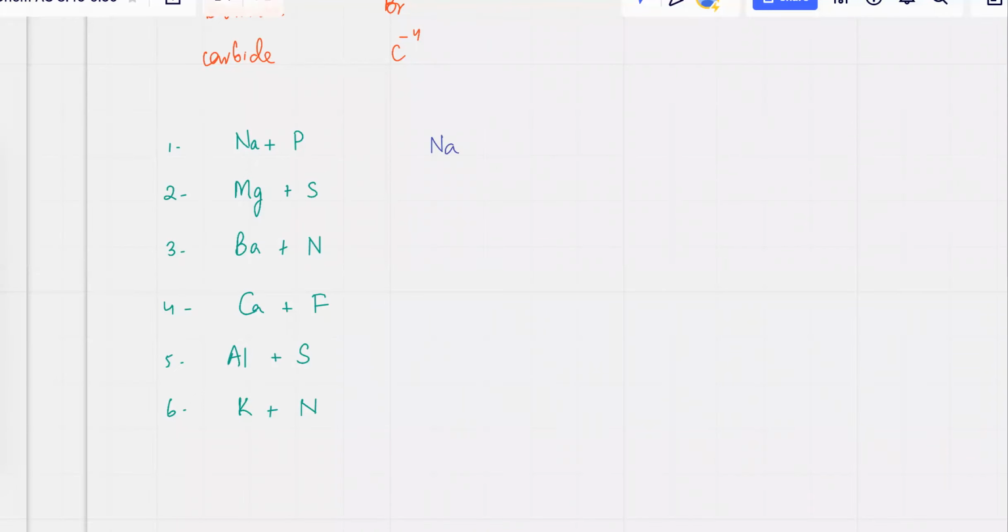So sodium was +1, metal, non-metal, they form ionic compounds. Phosphorus is in group 5, so it has a charge of -3. So the formula is what? Na3P. Okay, so it's going to be Na3P, right?